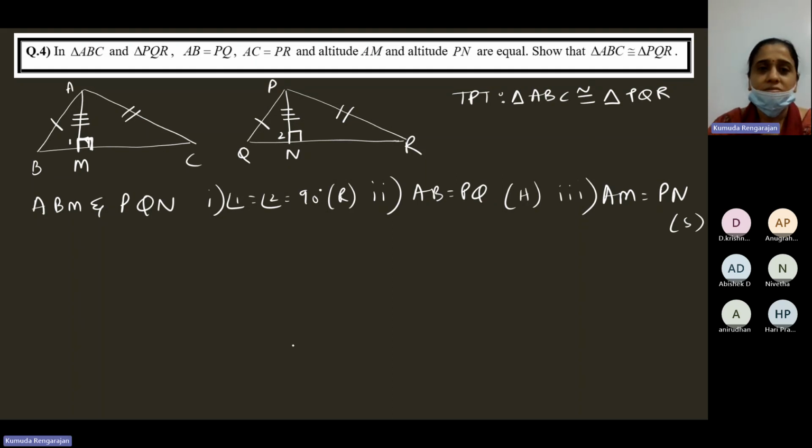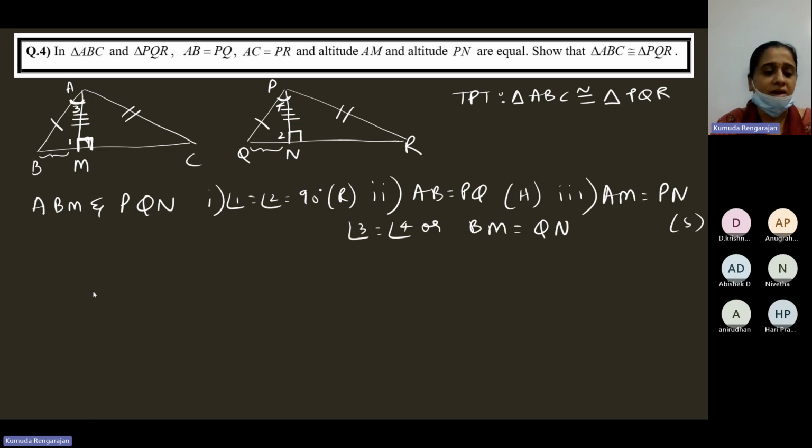So by CPCT, you can write this angle equal to this angle, or you can write this side BM is equal to QN. Anything you can write. If you want SSS, you should write BM is equal to QN. If you want SAS, then you should say this angle, supposing 3, angle 3 is equal to angle 4, CPCT. You can write angle 3 is equal to angle 4, or you can write BM is equal to QN.